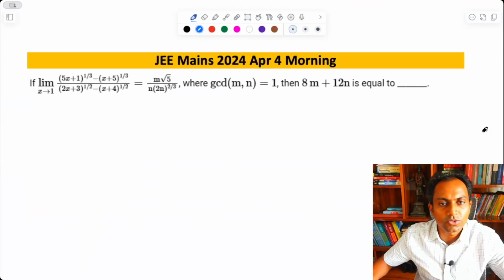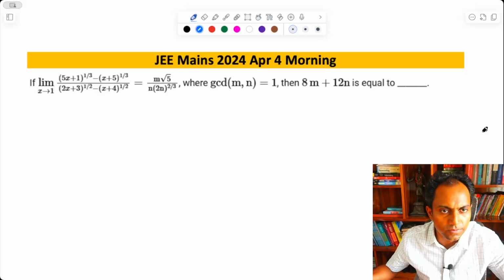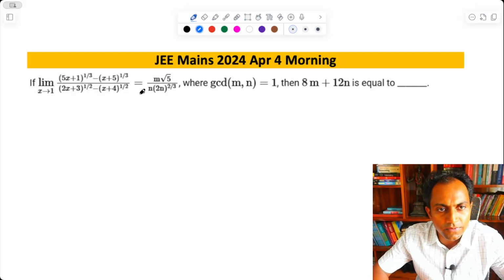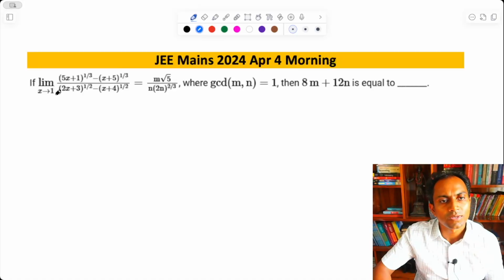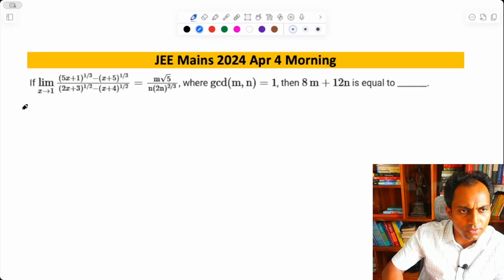Moving forward, another question in 2024 says that we'll have to solve this limit, figure out the value of m and n, and then answer the question that is given to us. You can see that this is a similar kind of question that we did earlier. So in the first step we can do the substitution. Put x as 1 plus h. So when x tends towards 1, h will tend towards 0.